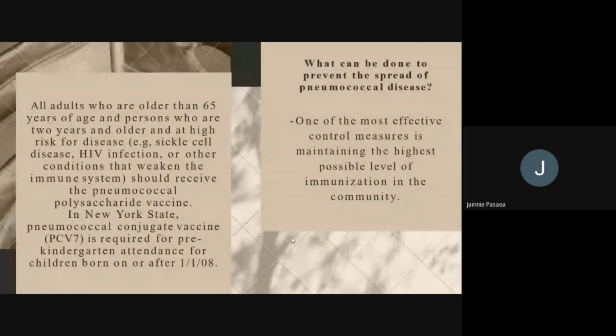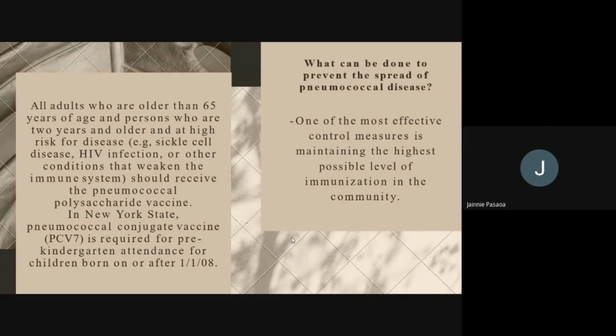What can be done to prevent the spread of pneumococcal disease? One of the most effective control measures is maintaining the highest possible level of immunization in the community. Ang pagbabakuna ay isa sa mga pinakamabisang paraan na mapoprotektahan mo ang iyong sarili mula sa nakakahawang sakit. Sa pamamagitan ng pagtiyak na ikaw at ang iyong pamilya ay fully vaccinated, hindi mo lamang pinangangalagaan ang iyong sariling pamilya, but also protecting vulnerable people in your community. The more people who are vaccinated, the fewer people will be infected and the less widely a disease can spread.